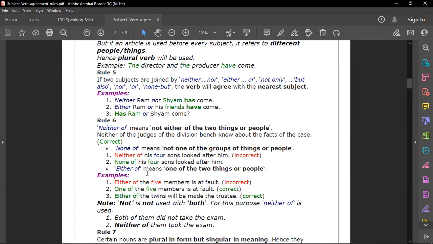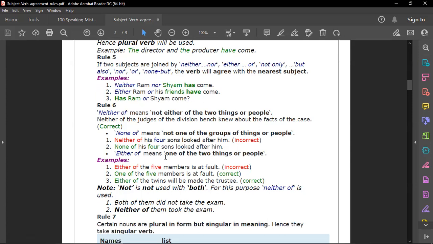Then either of means one of the two things or people. As I told you, either or means you can pick any one of two things, and neither nor means you cannot pick either of the two things, okay? And both means you can take both of them, you can choose both of them.